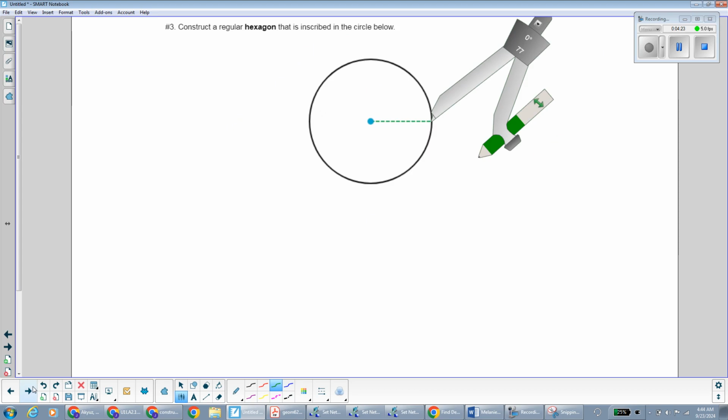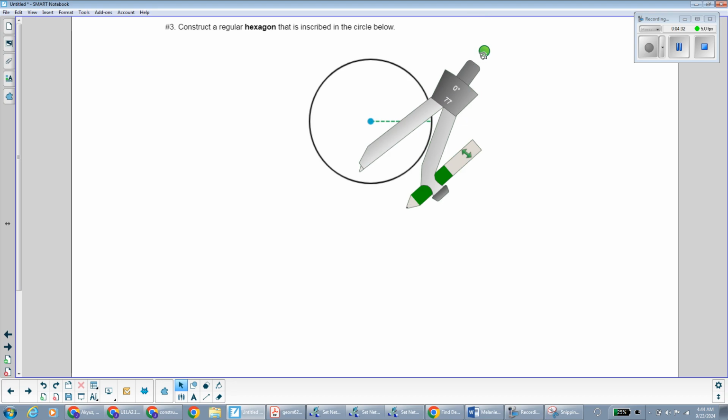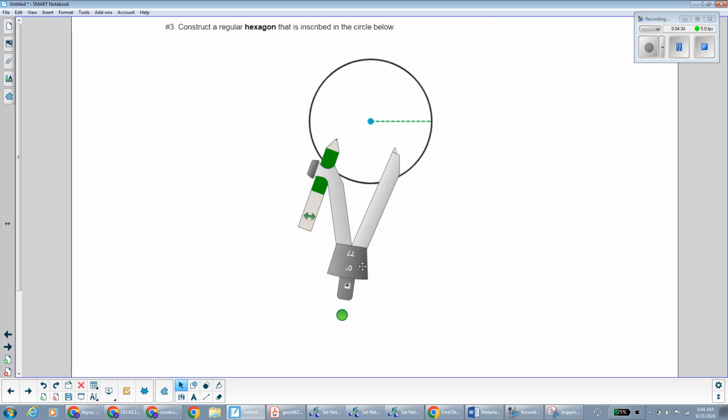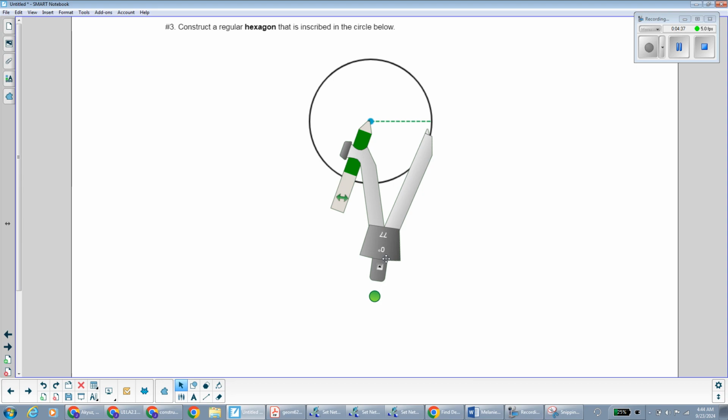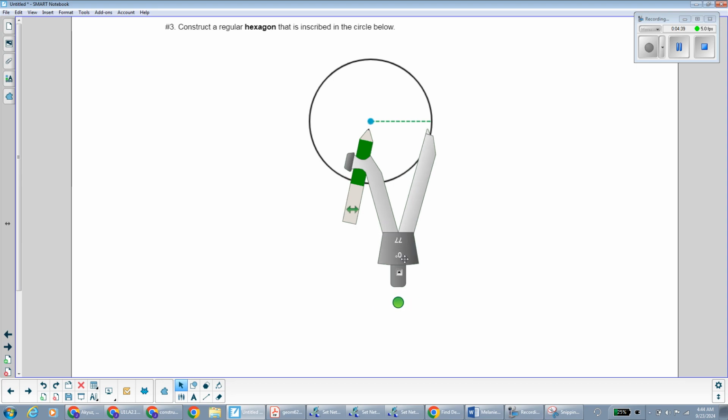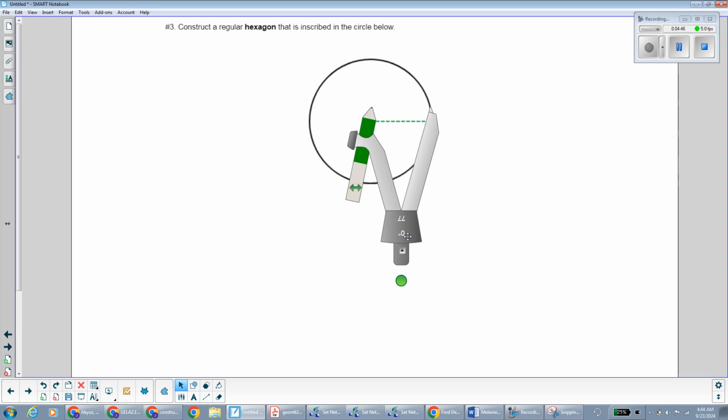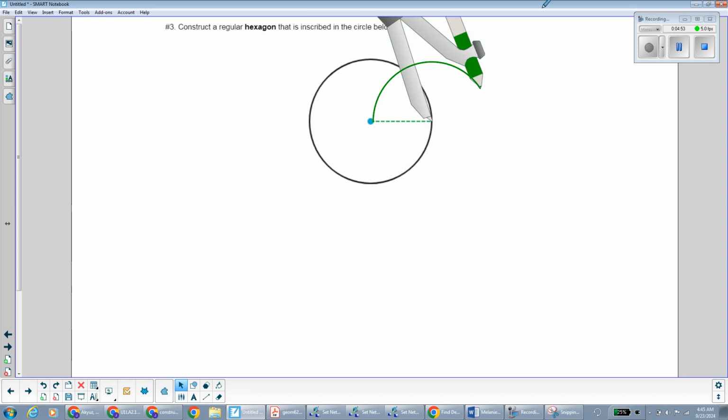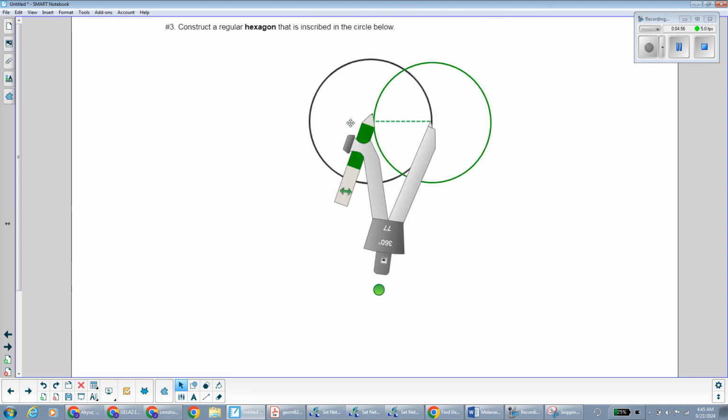Okay, now we're going to construct a regular hexagon. There are two ways of doing this. We're going to do it first the way that we did it in class. What we're going to do is take our compass and measure the length of the radius from the center to a point on the circle. And now with my compass, right here where the radius intersected the circle, using the distance I just measured, I'm going to swing a circle.